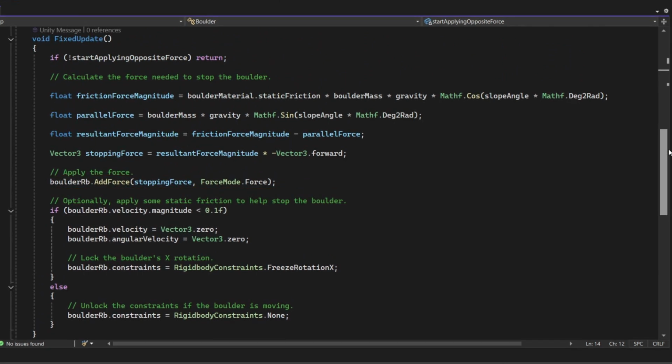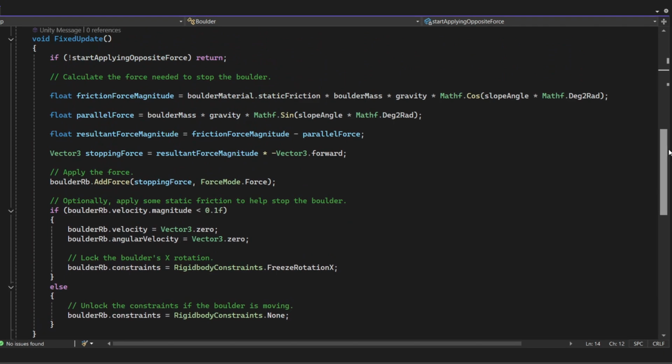To ensure the boulder stops completely, because in some cases it might still have slight rolling, we can optionally stop all the velocity and also stop the boulder's x-axis rotation, which is the axis of rotation for the boulder once it has stopped. Additionally, we can remove the rotation constraints when necessary. We could also add extra static friction when it stops, but that isn't necessary for our purposes.